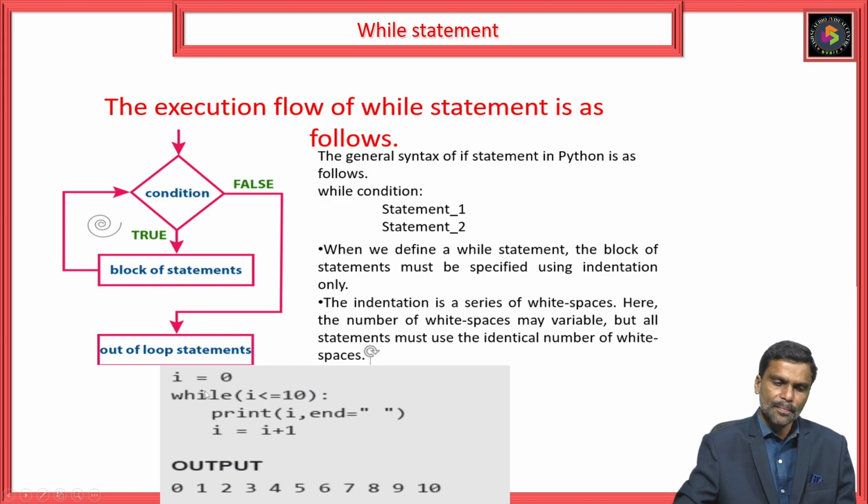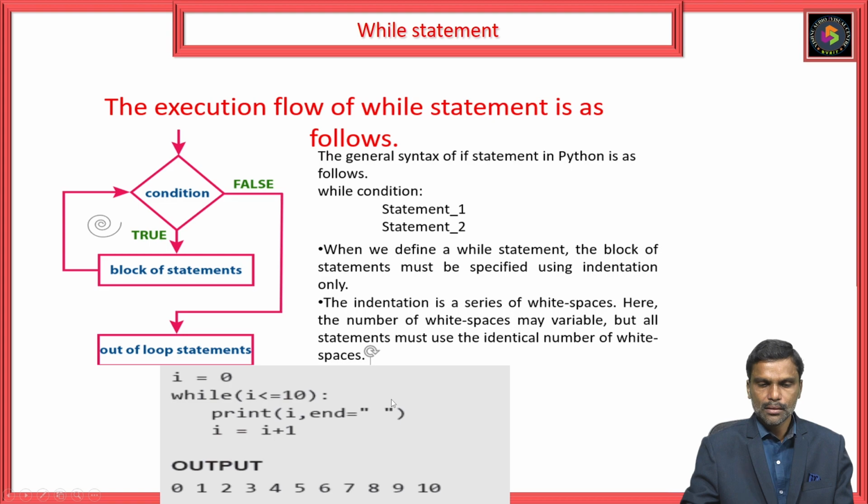Here is a better example. First, initialization: the initial value we declare is i equal to 0. Next, while is the keyword we are taking. Then the condition is written, here i is less than or equal to 10. Then a colon, which creates the indented block, as I told you. Print i, that means i should be printed. Then the expression we give is i equal to i plus 1. If the condition is true, then only it runs, beginning from 0 up to 10, plus 1.